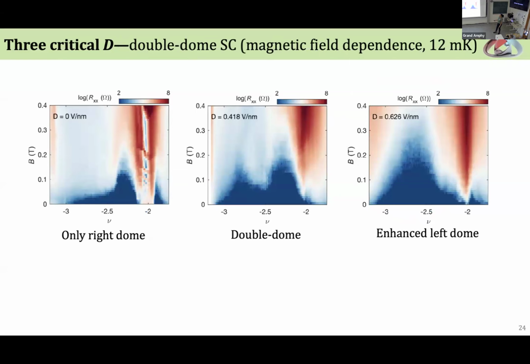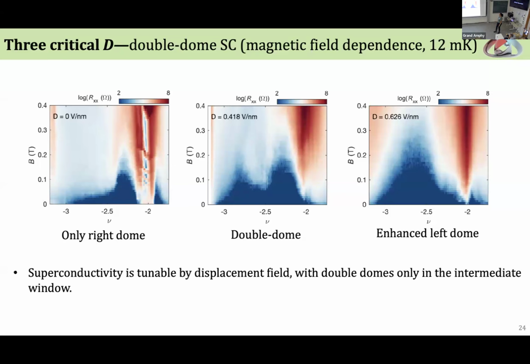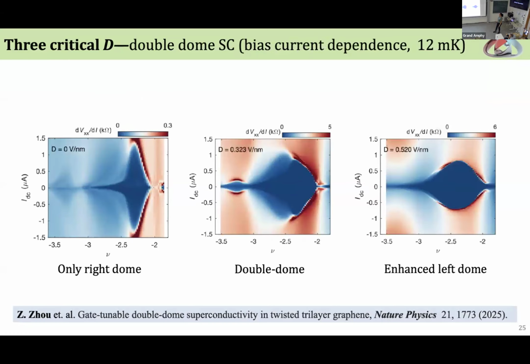What I can show you is that in the right dome only, with a very small displacement field, you have just one dome. But whenever you go to a moderate displacement field, you start seeing this double dome, where you have hybridization between the Dirac and the flat bands. And if you go to completely hybridized Dirac and flat bands, you get one dome back. Superconductivity is tuned by the displacement field, and the domes are only in the intermediate window that we have proved. This was published last year in Nature Physics, and there you can find the theory in detail.